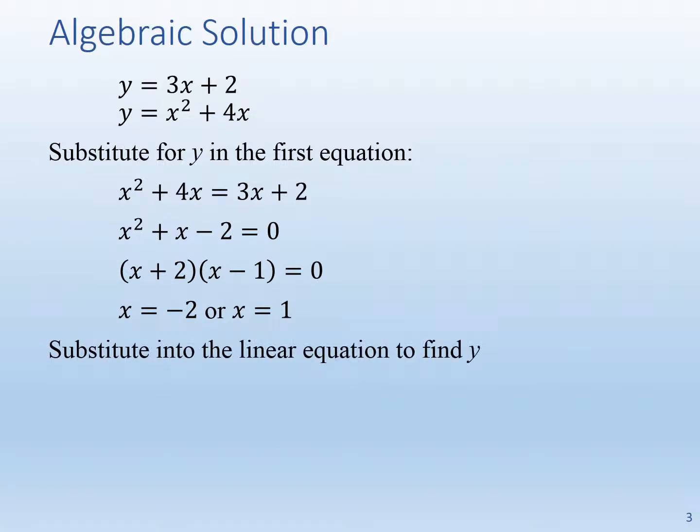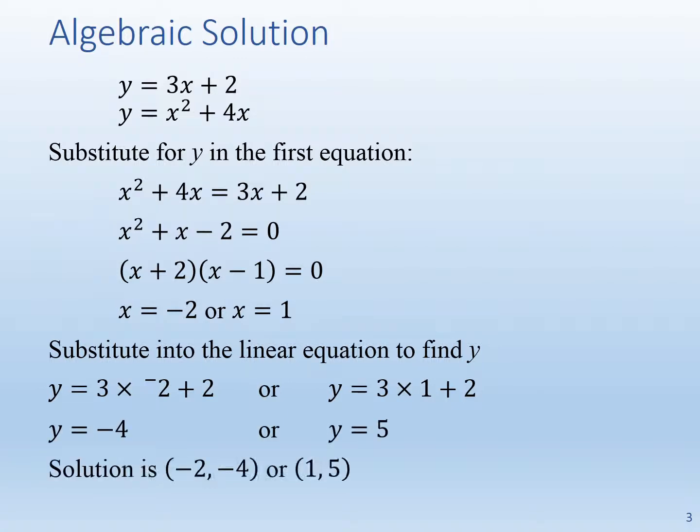We can substitute those now into either of the two equations. The linear one is easier to work with. So we'll use that one. We've put x equals minus 2 in that first equation and x equals 1 in the second equation. And evaluating those, we'll get y is minus 4 or 5. So our solutions once again are minus 2 with minus 4 and 1 with 5.